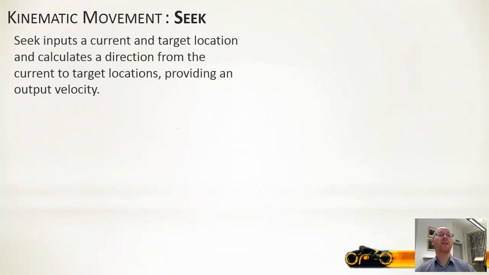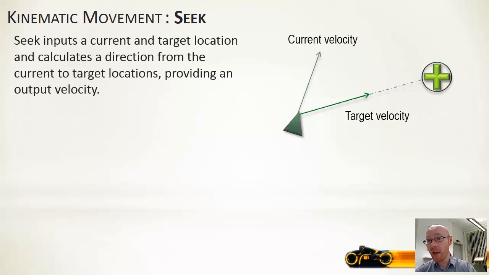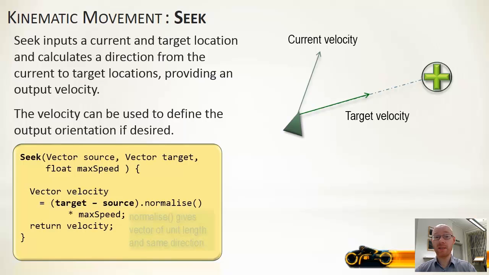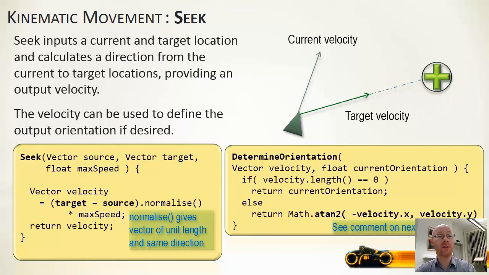So I'll start off using seek first of all. We're going to assume that we have a current position where we're at. We're going to assume we have a target location where we want to get to. And the output from the algorithm is going to be a velocity that shall take us from where we're at to where we want to get to. It's a fairly simple piece of code you can see here. It's down in the bottom left.